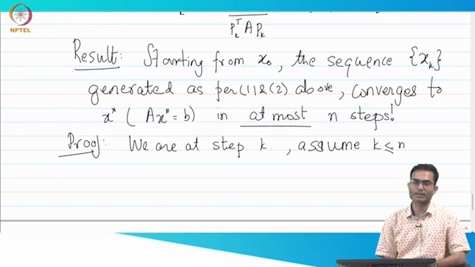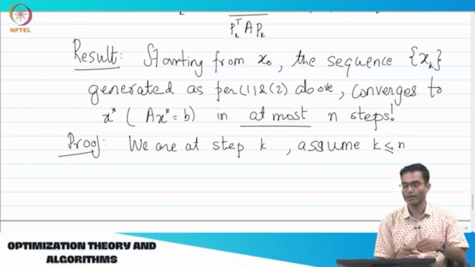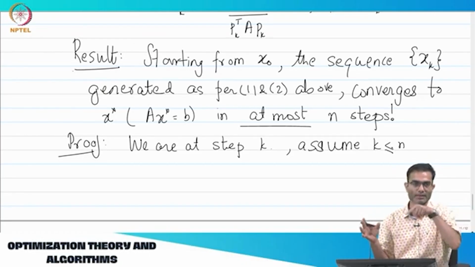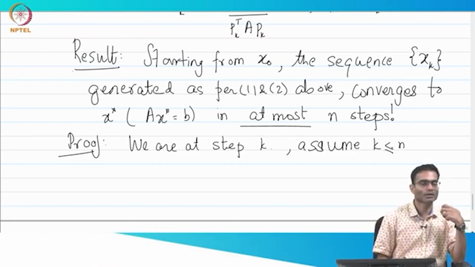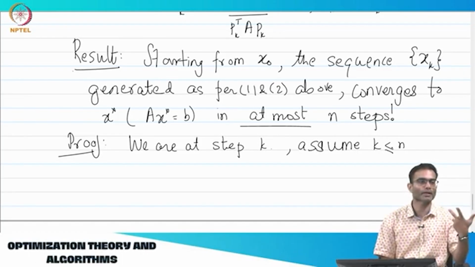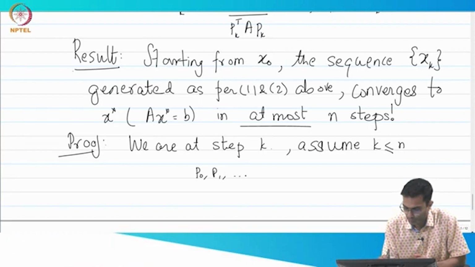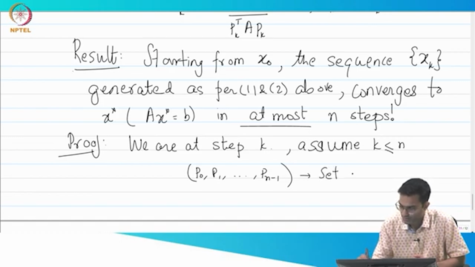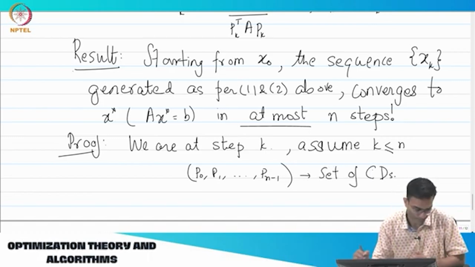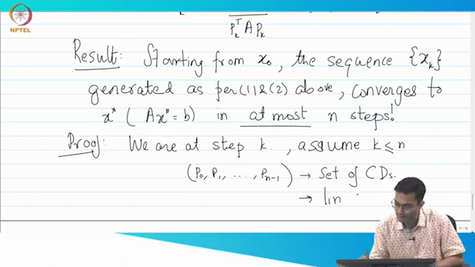Now, well, nothing to do with k, but if I have n as the size of the matrix A, how many linearly independent vectors are possible in n dimensions? N and no more, right? So that means how many p's do I have? I have n, right? So I have p0 up to p n minus 1. This is my set of conjugate directions. And moreover, as we showed, they are linearly independent.